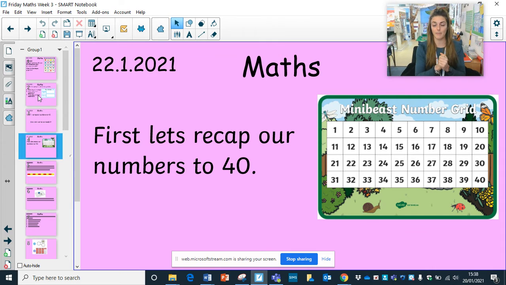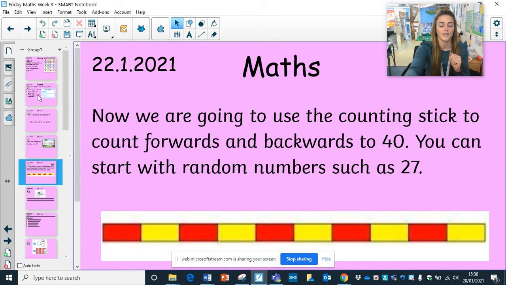So first of all, let's recap our numbers to 40. You've got your numbers on the grid there. Your adult might want to shout out a number for you to write down. You might want to use your flashcards that you've created. Maybe you've made your own, and you can do that yourselves today. And you can use the counting stick as well, starting at random numbers, counting forwards, and something that we really need to work on for some children that I've noticed is counting backwards.